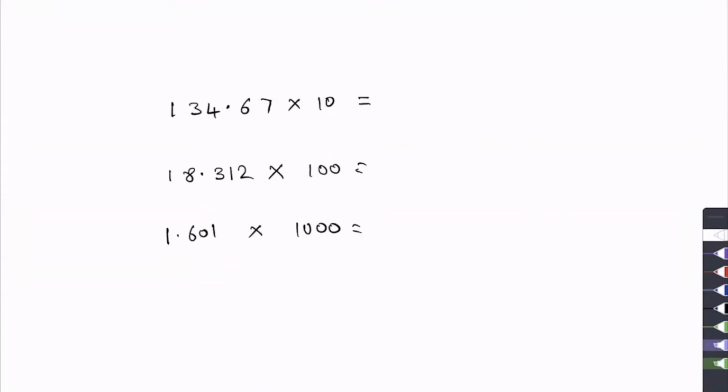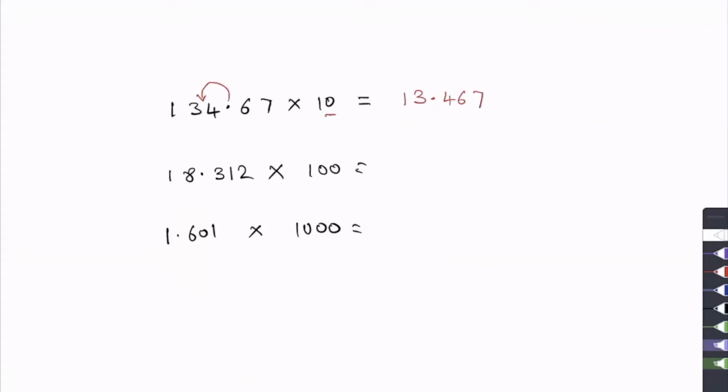We're now going to look at decimal numbers when you're dividing by 10, 100, and 1,000. And there's a simple rule here that you need to follow. And that is, if you have 1 zero in the 10, then you move the decimal point 1 place to the left. So the answer here will be 13.467.